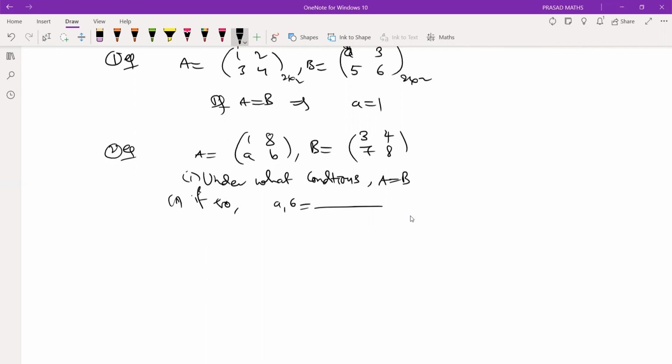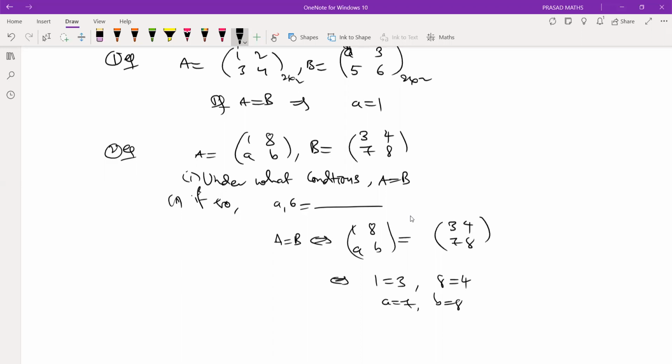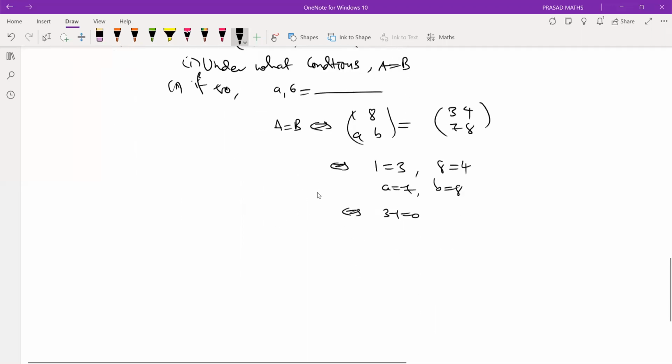1 equal to 3 and 8 equal to 4. Yes, that means A equals B if and only if, the sizes are already the same, so what is my definition? Corresponding entries should be the same. That means 1 equals 3 and 8 equals 4, a equals 7, b equals 8. So 1 equals 3 is possible if and only if 3 minus 1 equals 0, that means 2 equals 0. When do you say that 2 equals 0? It is possible whenever it is Z2.